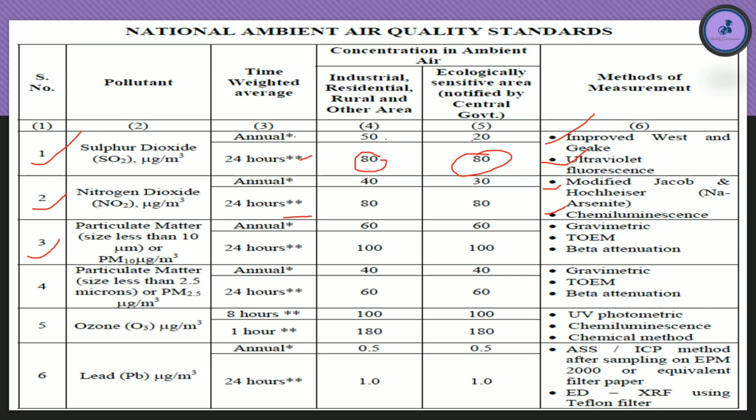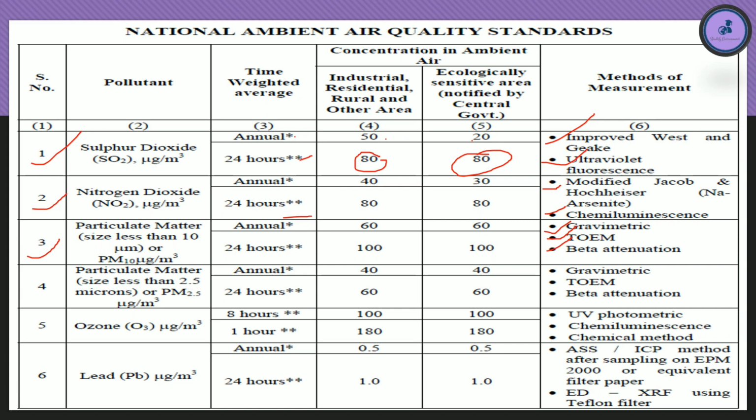Now, the third pollutant is PM10. Its annual concentration here is 60 and 60 for both the areas, that is industrial and ecological sensitive area. And for 24 hours, its concentration is 100 and 100 for both the areas respectively. It is measured by gravimetric method, TEOM method, and beta attenuation.